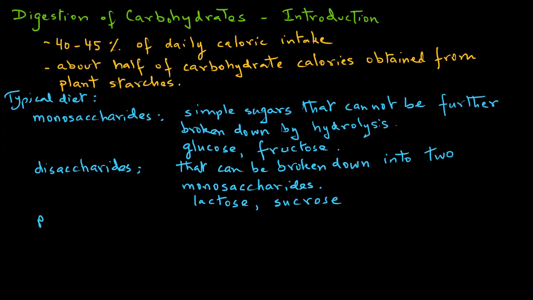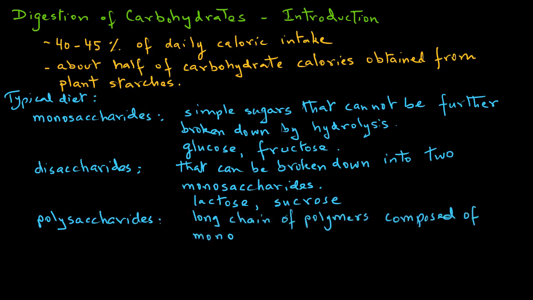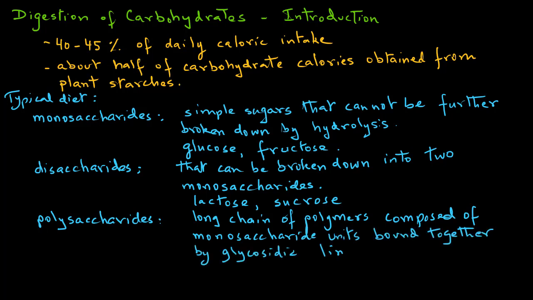Next, we have polysaccharides. Now, polysaccharides are long chains of polymers composed of monosaccharide units that are bound together by glycosidic linkages. We will look at these linkages in the following slide. But the examples of polysaccharides include starch and glycogen.